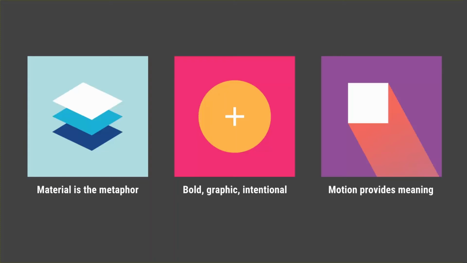So those are the three principles. Material is the metaphor. You need to understand what is material. Things can be layered on top of each other. They relate to each other. They have depth. They have shadows, right? Then bold, graphic, intentional, and motion provides meaning.